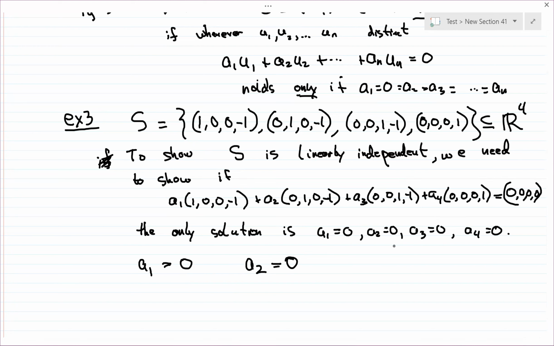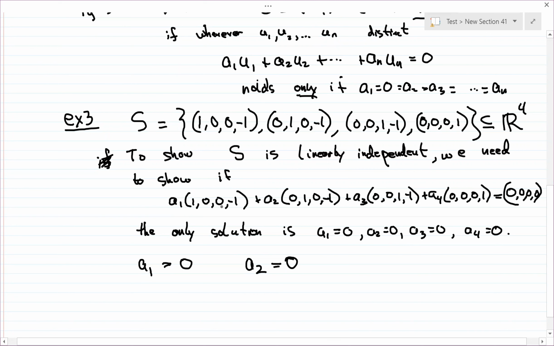This is a nice example. It could be much more complicated than this, but is this clear what I'm doing? Okay, let's finish it off. What would be the third component of the vector that you get on this linear combination?